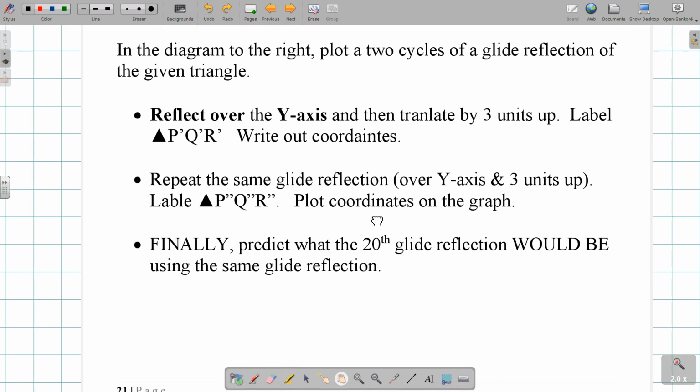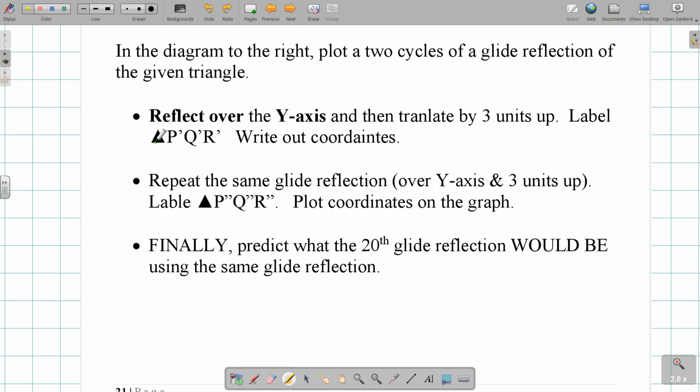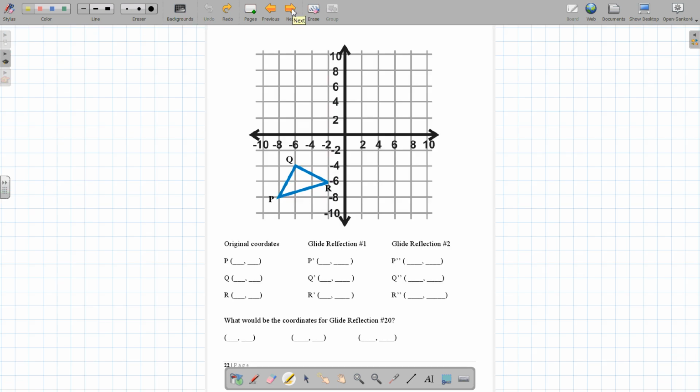Now you're going to take these 3 bullets and read them out loud very carefully. You're going to follow those directions. You're going to plot the original coordinates, your glide reflection number 1, your glide reflection number 2. Then following the properties there, you're going to calculate what would be the 20th glide reflection. Do that work on your own. Pause the video.